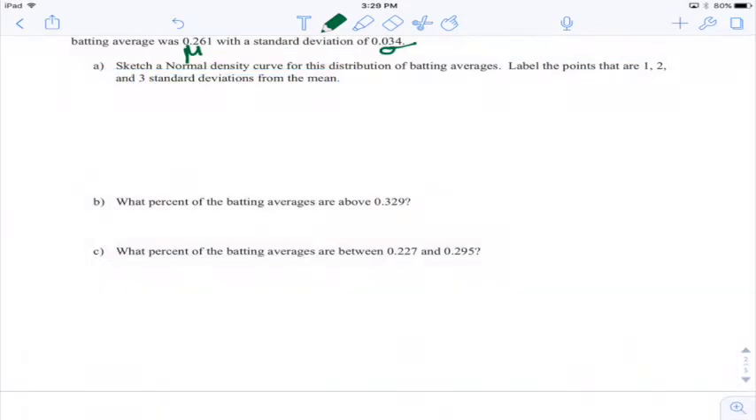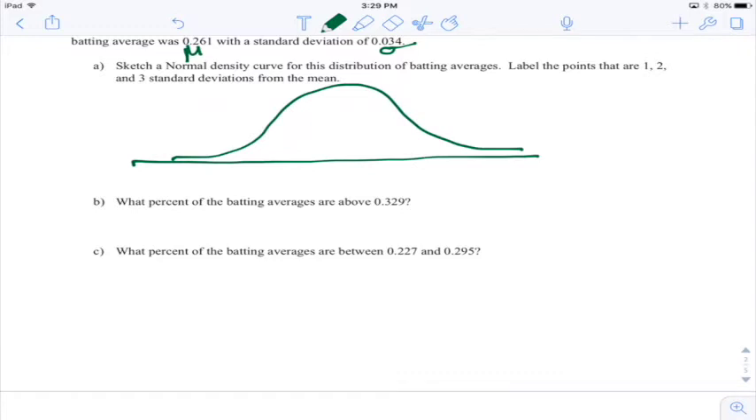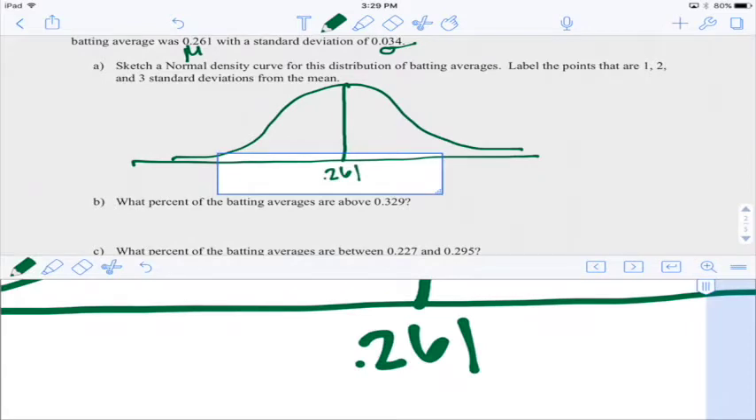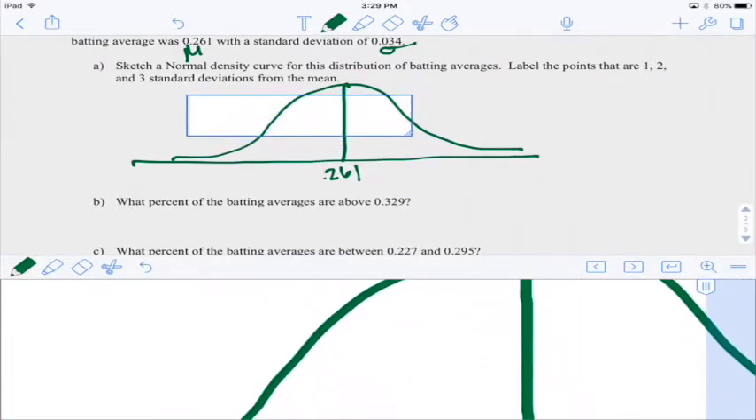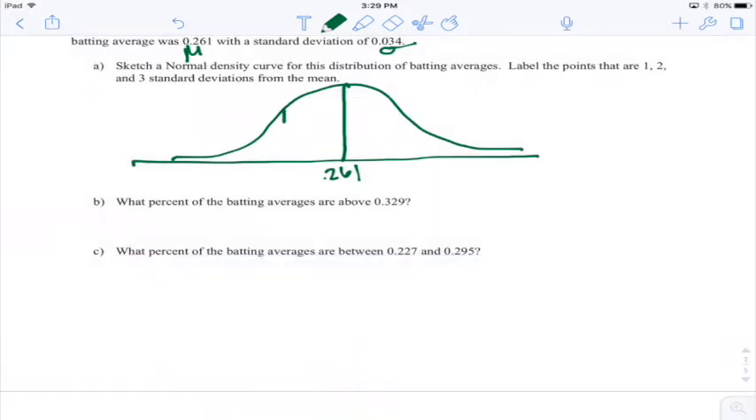You will get much better at drawing these as the year goes on. I've had a lot of practice, but it's really hard to draw on this iPad. Okay, it doesn't have to be perfect. We're just looking for that symmetric and bell shape. So the middle of our data right here is our mean, which is 0.261. Our standard deviation, 1 above and below, remember it falls at that inflection point, that steepest point, which is about here.